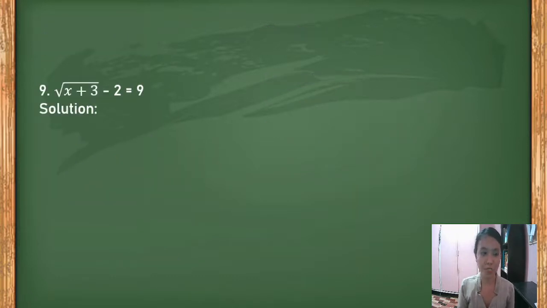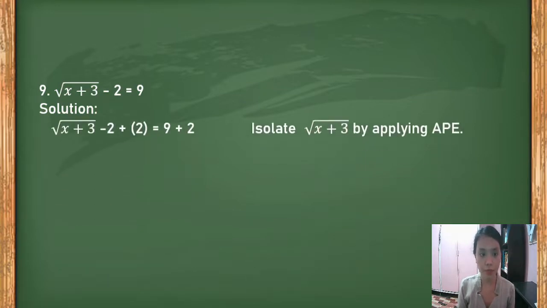So, last 2 na tayo. Dalawa na lang, matatapos na tayo sa ating radical equation. So, number 9, square root of x plus 3 minus 2 equals 9. So, mapapansin mo sa ating number 3 may kasama ang ating radical, di ba? So, ang gagawin natin dito, si negative 2 tatanggalin natin. So, paano natin tatanggalin si negative 2 para isolate na yung ating radicals? So, ang gagawin natin ay we're going to apply APE by adding both sides sa positive 2.